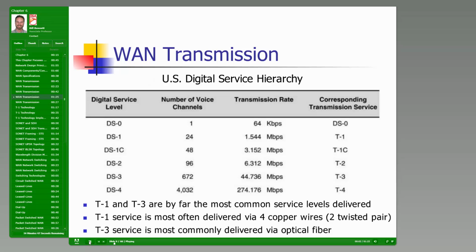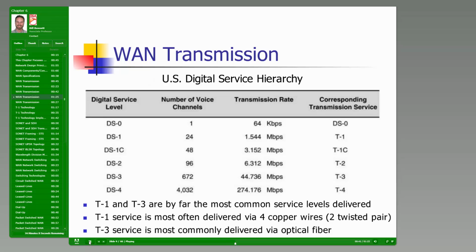This table represents then the WAN transmission services that are available in the United States. So we start with the DS0 level. One voice channel, 64 kilobits per second, and then we take 24 of those, put it together, come up with the digital service level of DS1, which is referred to as T1 when we're talking about the actual transmission service. So that's what you would actually be purchasing from the telecommunications company. We combine two DS1s together and we get a DS1C, which is 48 voice channels, also known as a T1C.